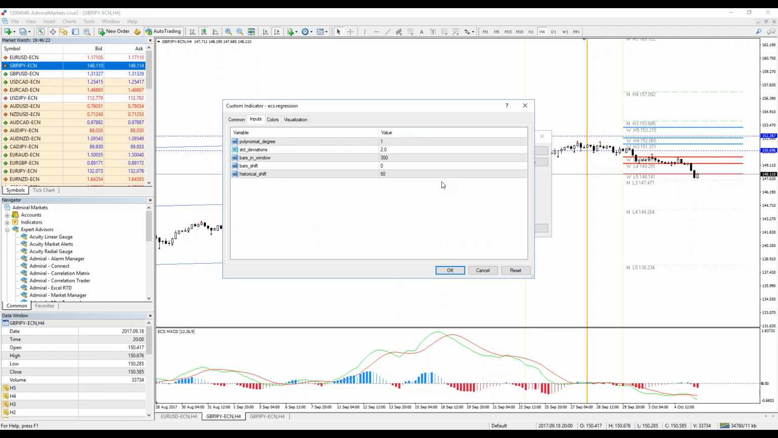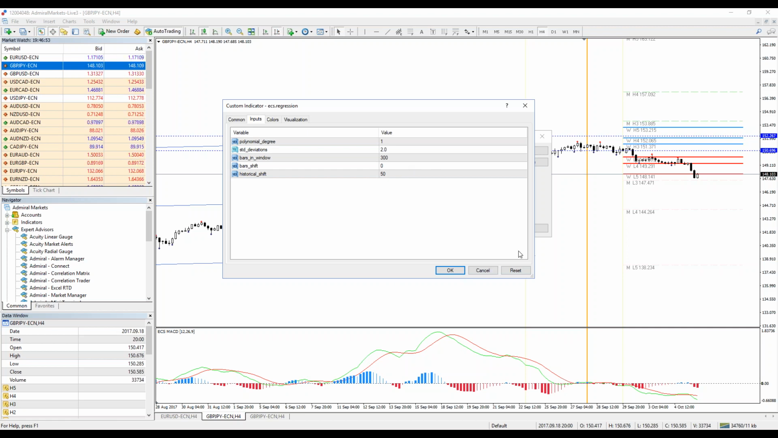Unfortunately, I don't have much time now to thoroughly talk about the polynomial degree and polynomial channels, but this is how you can test it. Put a polynomial degree of 1, put a standard deviation of 2, put, let's say, 300 to 500 bars in the window. On a 4-hour chart, it corresponds to 300 4-hour candles in the now moment and history. And the historical shift you use to test how the channel looked in the past. This is very important to do a backtest if you wish.